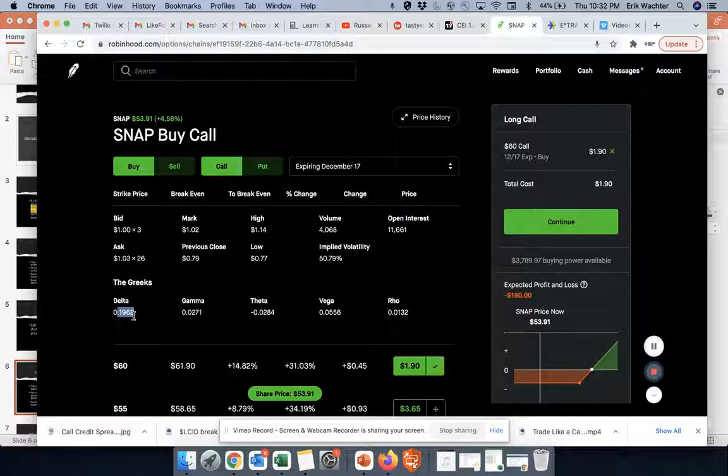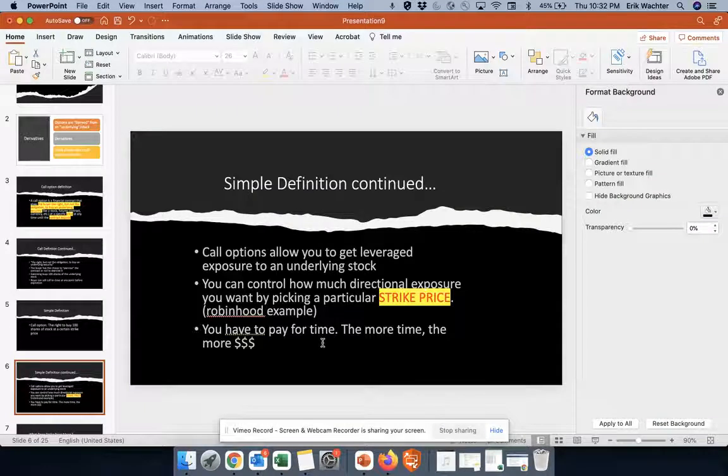We'll talk more later about deltas, but just know that the higher the delta, the more directional exposure we have. And we can control that directional exposure by selecting different strike prices. So if we go further out of the money to, let's say, 80, we will have less directional exposure versus a $55 call.